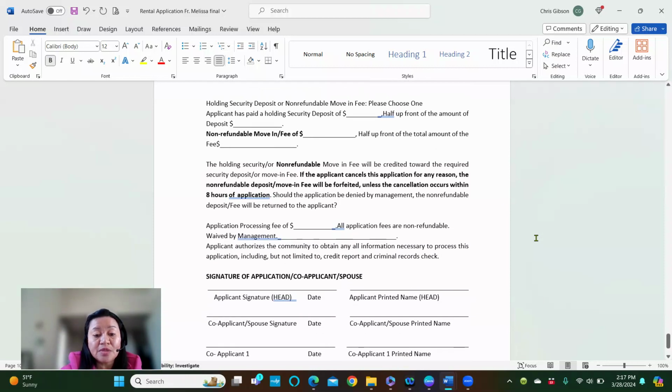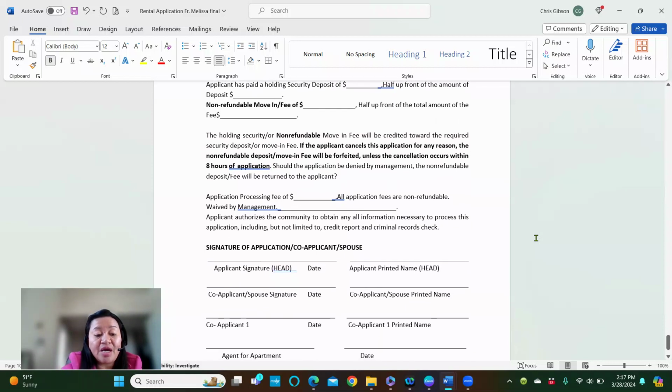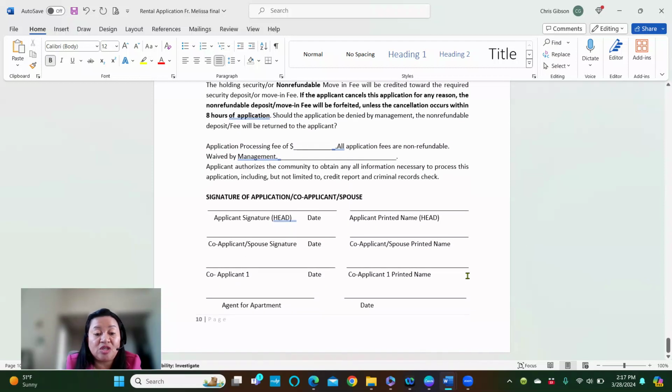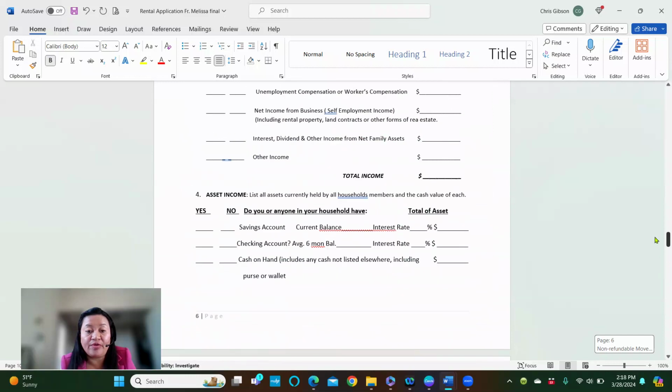So here, we always require a $50 application fee because we need that for the background check. Here is the signature of the applicant or spouse, who is the one mainly responsible for the lease or for the application. So right here the head, and here the wife or spouse if you have one. So that's all that I have in my rental application form.